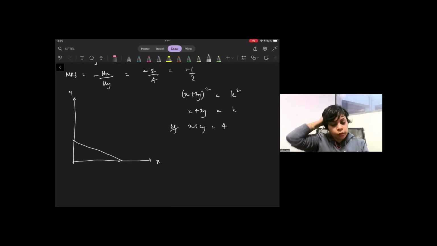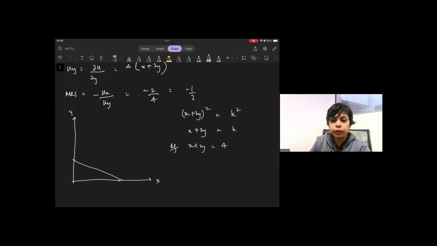Okay. You can take any number you like. Instead of k, it just helps if you actually have a number there, so it's easier to visualize what the line looks like. So this is a line with a slope of minus half, as we just calculated. This particular function has a constant MRS of minus half, right?